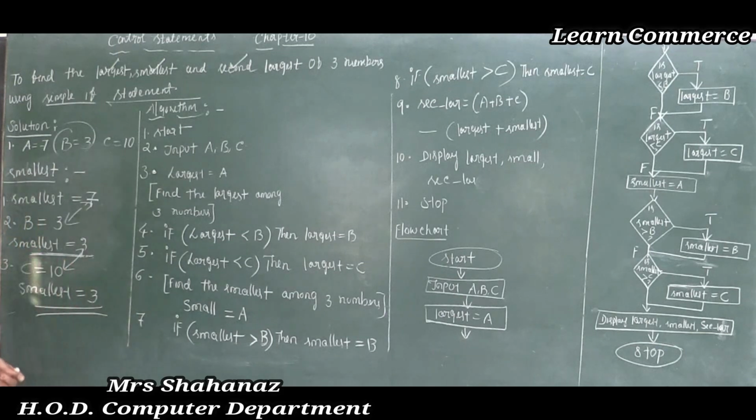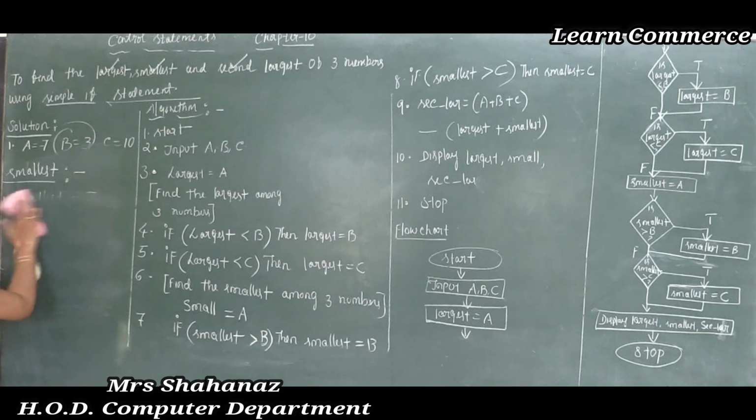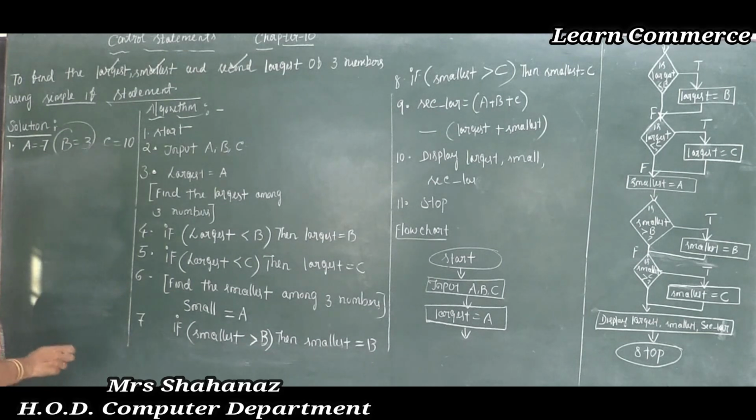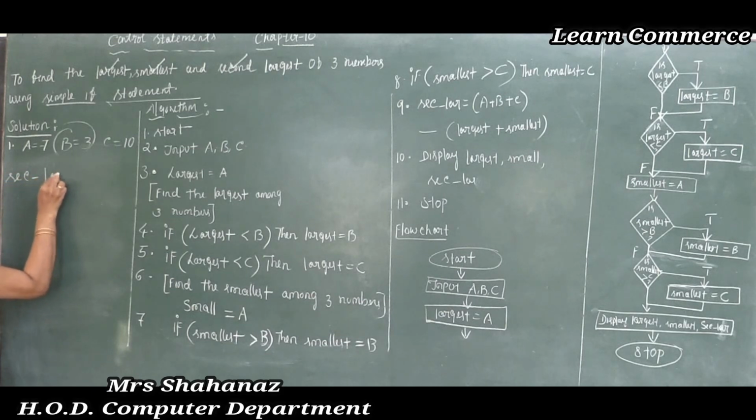So that means here we now know that the largest value is equal to 10, and in this case the smallest value is equal to 3, correct no? Now we know the smallest as well as our largest value here, and after completing the smallest and largest, now let's find out the second largest of the numbers here. So how to find out the second largest?